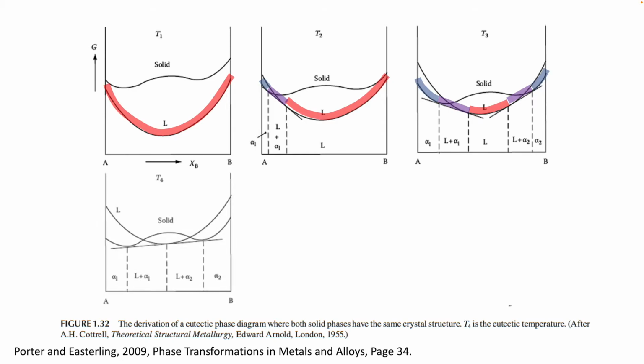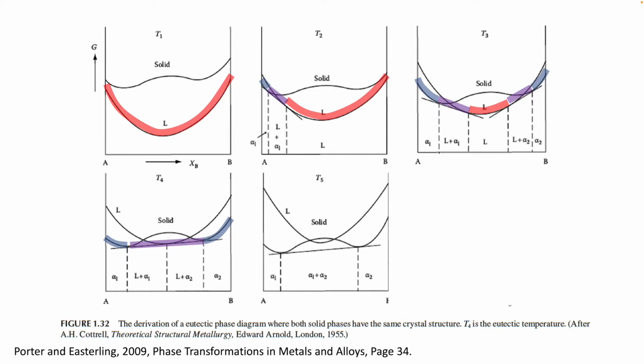Let's decrease the temperature further. We have a single straight line that is tangent to both the solid and the liquid Gibbs free energy curves. Again, on both ends, we have the solid phases, and between the tangent points, we have the liquid and the solid phase coexisting. Let's further reduce the temperature. In this case, we have one straight line that is only tangent to the solid Gibbs free energy curve. Again, on both ends of this compositional space, we have solid phases.